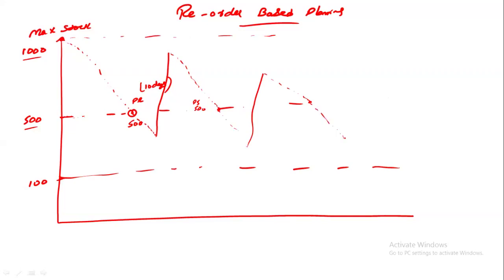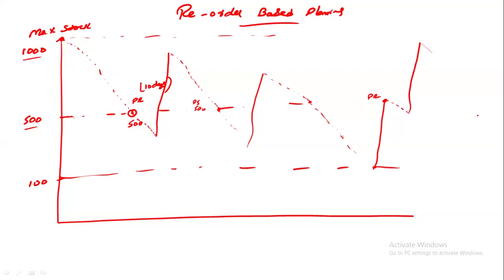Now what happens if the vendor fails to deliver the goods on time? The stock comes down and touches the safety stock. The system will alert you that the quantity is touching your safety stock. Now you need to go and talk to your vendor and get the goods. Then the vendor will deliver the goods, and the PR will be raised again at this point. Keep on using it, then again the stock comes. So this cycle will keep on running. This is the reorder planning.